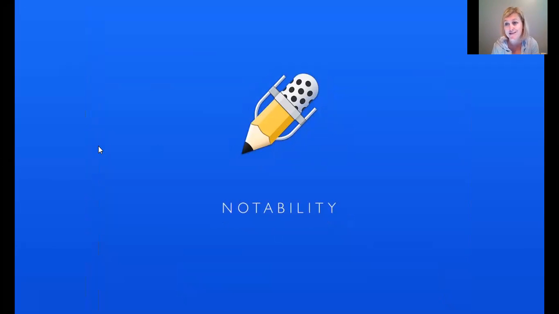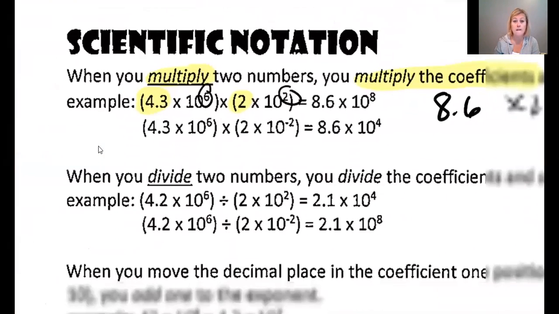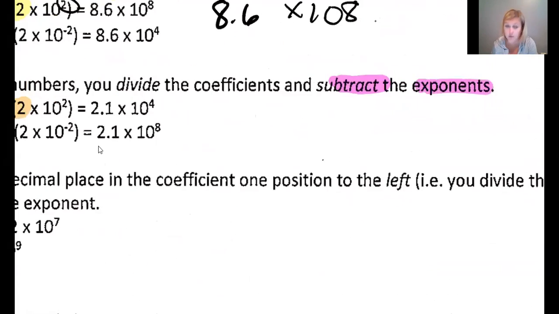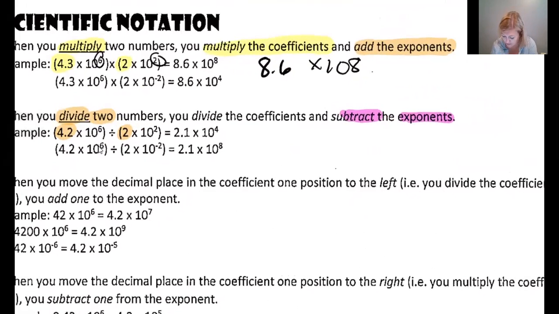Instead of multiplying the coefficients on this one, since you're doing division, you're going to want to divide, okay? So let's just highlight this real quick. Divide the two numbers. So you're going to divide the 4.2 by 2, and then you are going to subtract the exponents, so you're going to subtract the 6 and the 2. Okay, so 4.2 divided by 2, pretty easy, 2.1. So that will give you this orange answer. And then you subtract the exponents, so 6 minus 2 gives you that 4. And that's another way of doing it, okay?